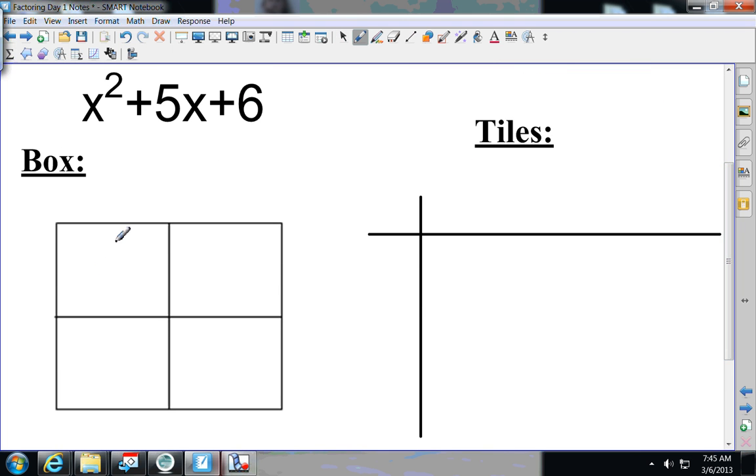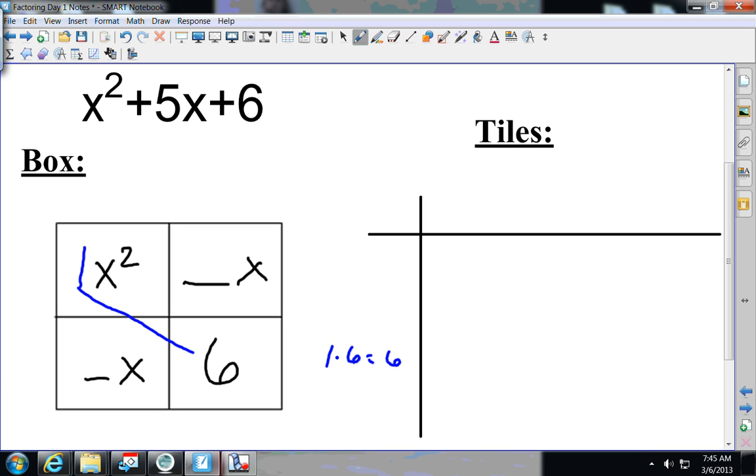Okay, what goes in this top part of the box? X squared. What goes down here in the bottom right? Plus 6. These are something x, something x. This is like a 1 here. 1 times 6 is what? 1 times 6 is 6. I need the factors of 6. 1 and 6.